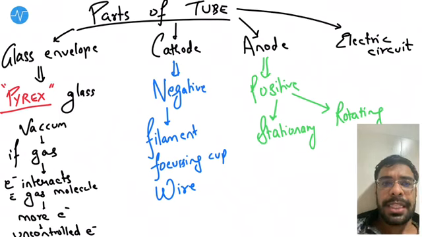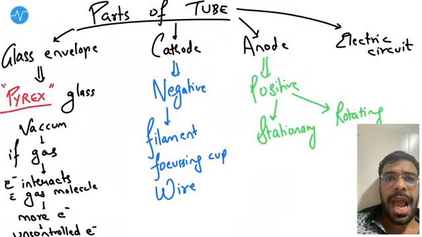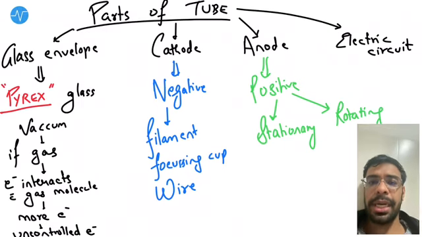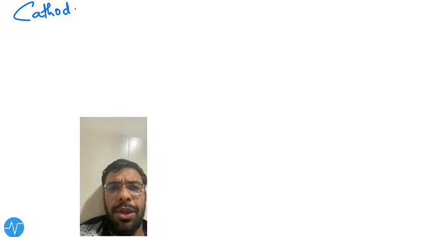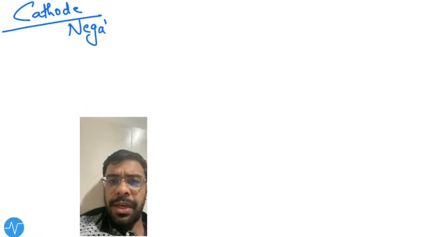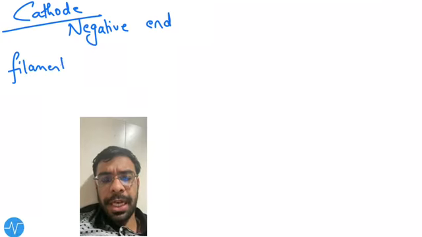Cathode is the negative end and anode is the positive end. Cathode, the negative end, consists of filament, focusing cup and wire. Anode has two types: either a stationary anode or a rotating anode. Now let us learn about cathode. Cathode is the negative end of the terminal. It consists of filament, focusing cup and wire.